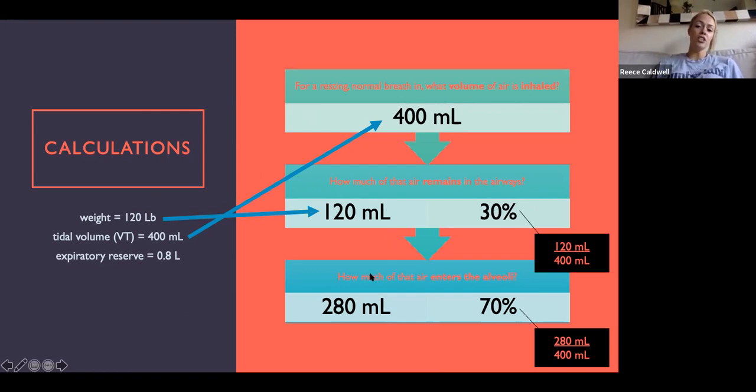Lastly, we're asked how much of that air will enter the alveoli. So this is real simple algebra. We're just going to subtract the dead space air from the total air inhaled, and that will give us 280 milliliters. About 70% of that air is entering the alveoli. So again, tidal volume, dead space, body weight conversion, and then just subtract 120 from 400 to get that last value.